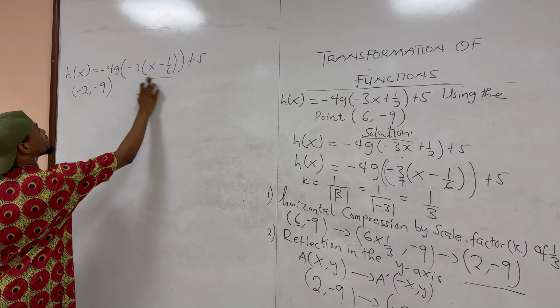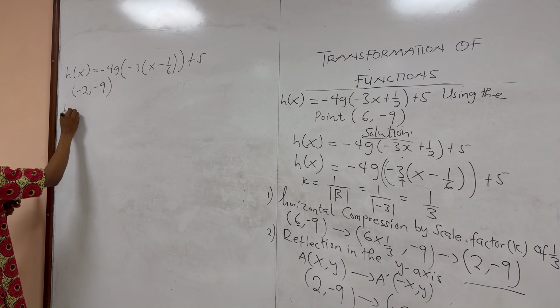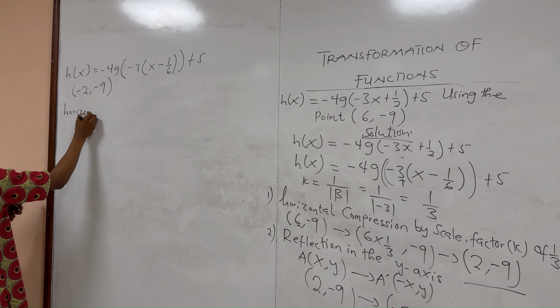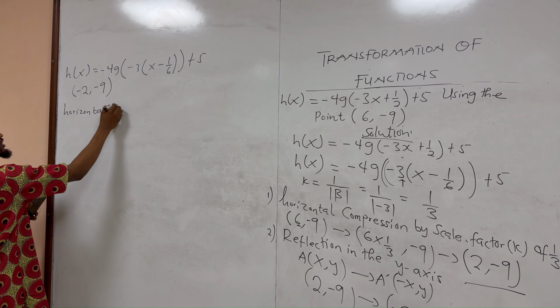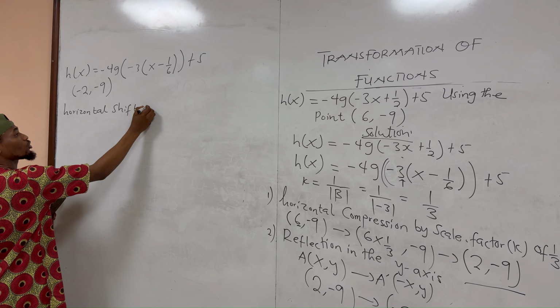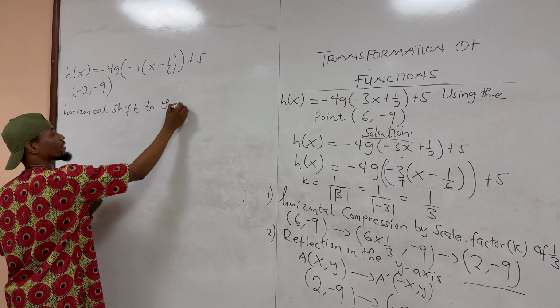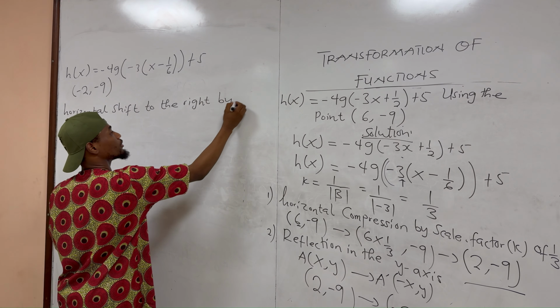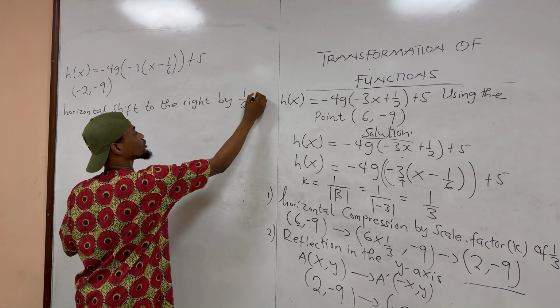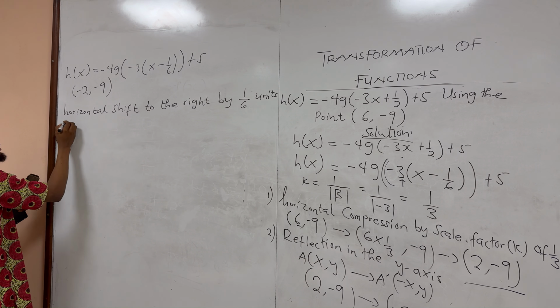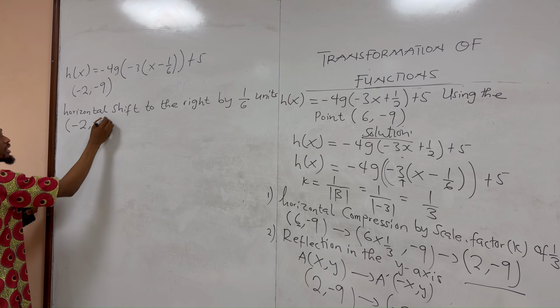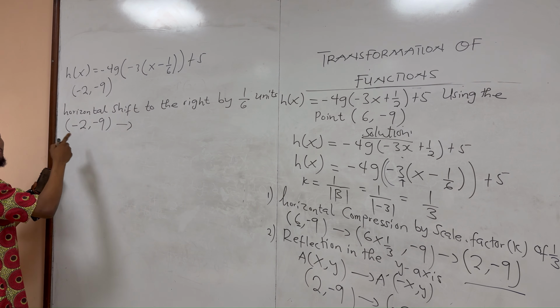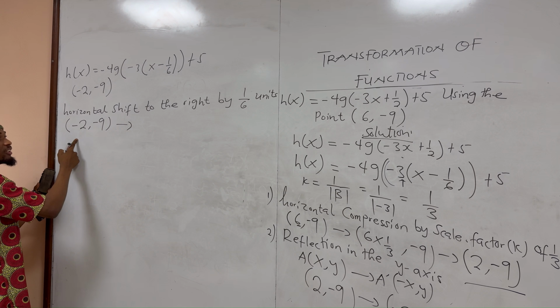Then I will say horizontal shift to the right by 1 over 6 of a unit. Okay, so this was the coordinate, negative 2, negative 9. Because it's horizontal, I'm focusing on the x, okay?